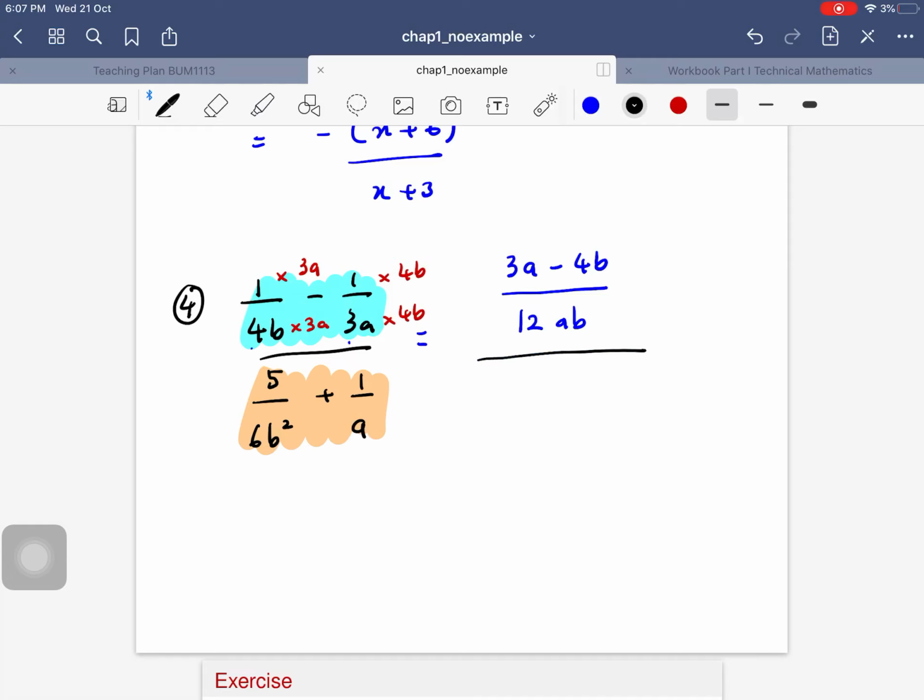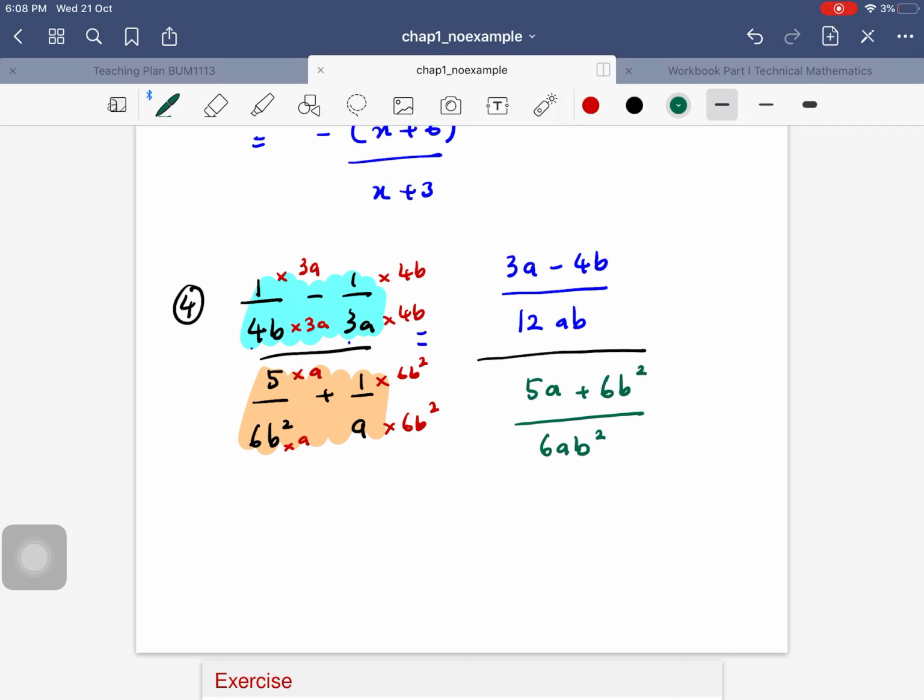Now let's deal with the bottom part. My denominator is going to be 6ab squared. So I'm going to multiply top and bottom by a, and I'm going to multiply this by 6b squared, also top and bottom. So at the top I'm going to have 5a plus 6b squared.